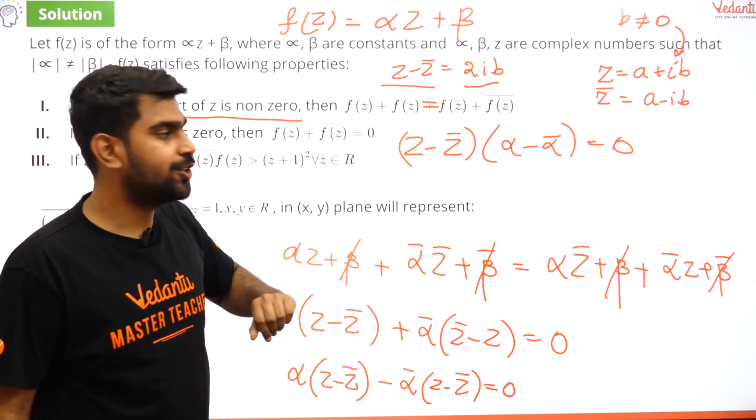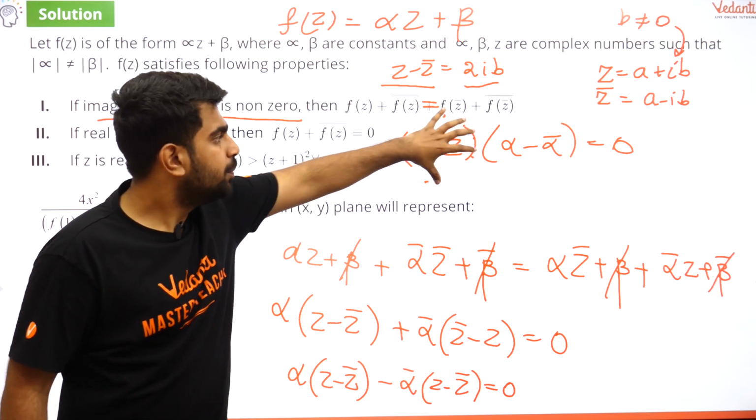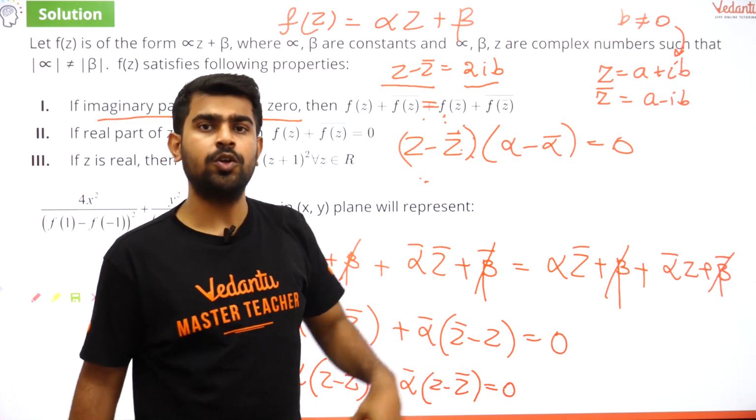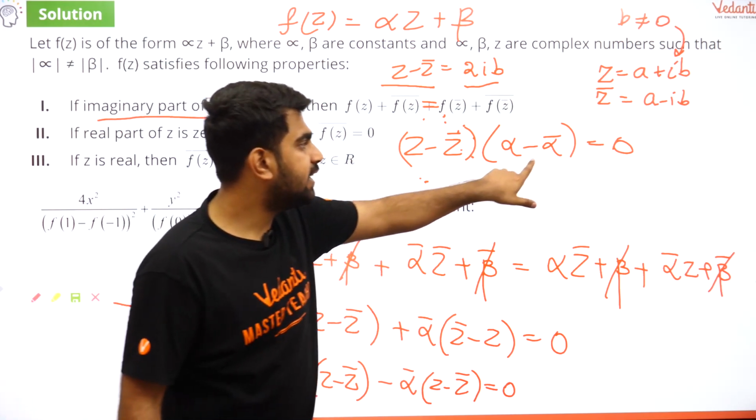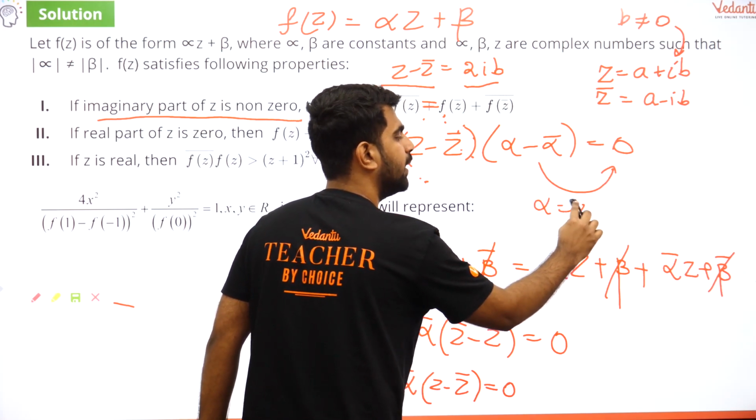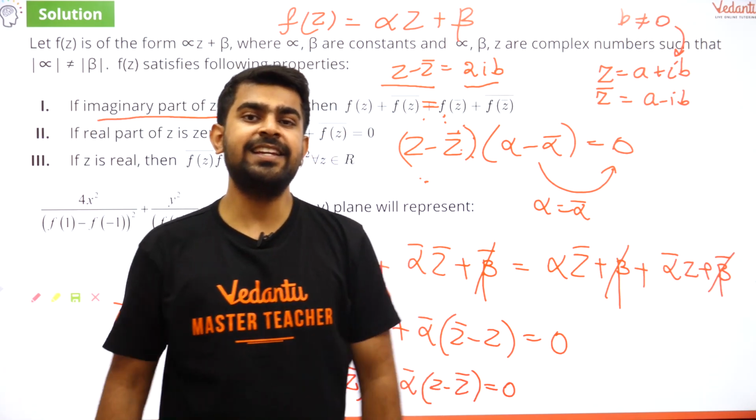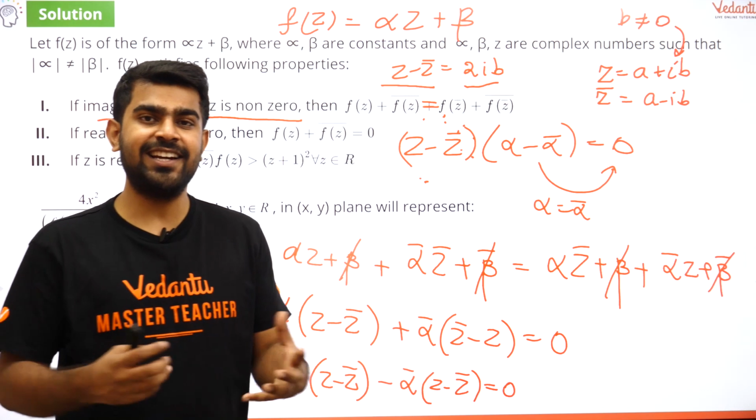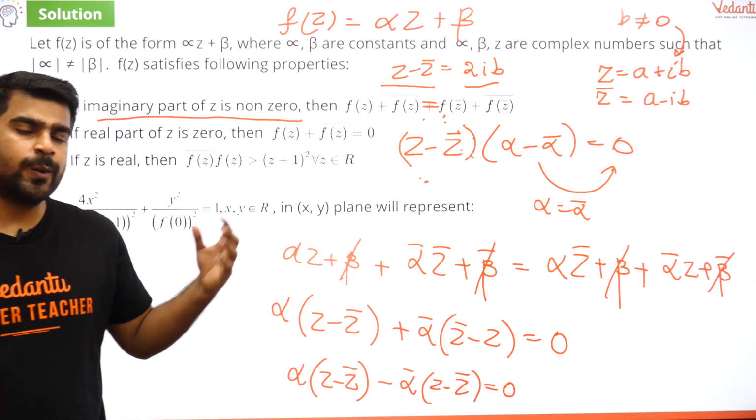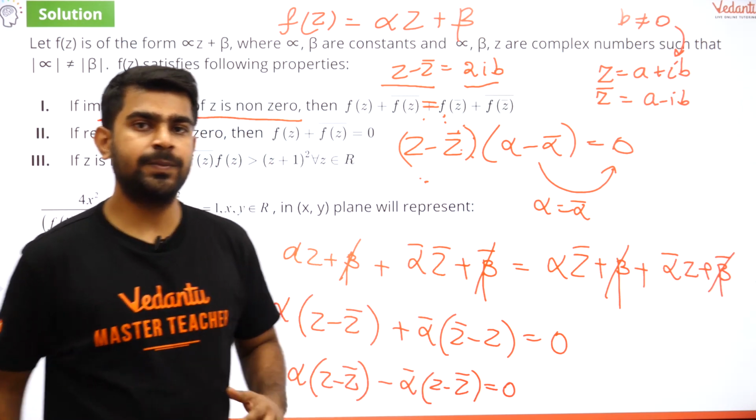So if that is non-zero, that means this term cannot be 0. But the product is 0, right? If this term is not 0, and the product is 0, what can I say here? I can say that this is equal to 0. So alpha is equal to alpha bar. And guys, can anyone comment? What do you mean by saying alpha is equal to alpha bar? Any idea? So when you say alpha is equal to alpha bar, that means alpha is a real number. As simple as that.